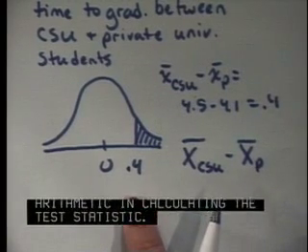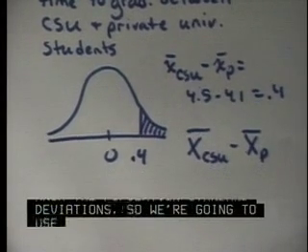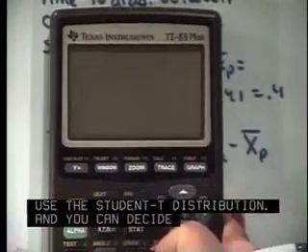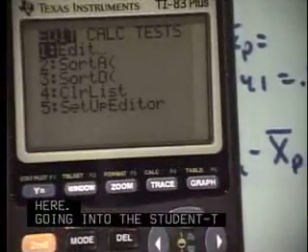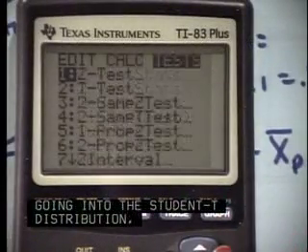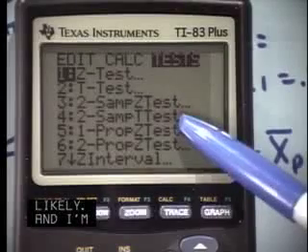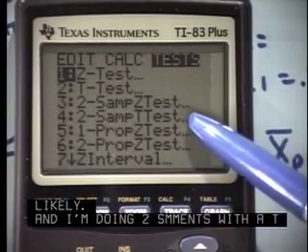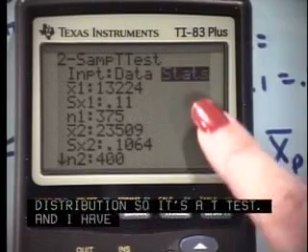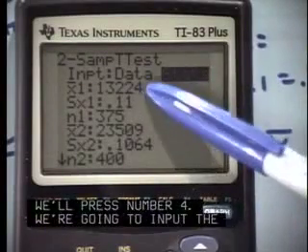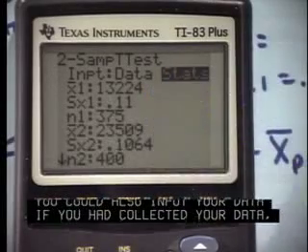Now in this case, we do not know the population standard deviations, so we're going to use the student t distribution. And you can decide what technology you want to use on here. Going into the student t distribution, I look to see what fits most likely, and I'm doing 2 samples with a t-test. I have a student t distribution, so it's a t-test, and I have 2 samples. So we'll press number 4. And we're going to input the statistics. You could also input your data if you had collected your data into L1 and L2 and calculate from there.